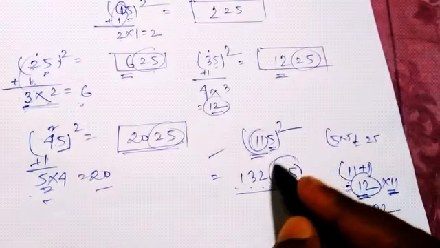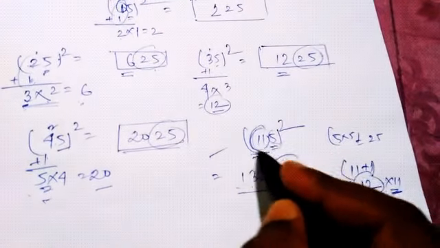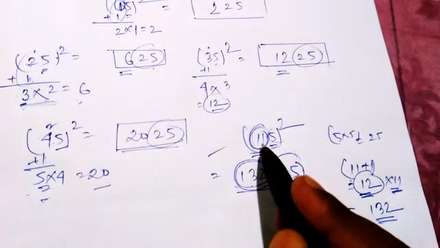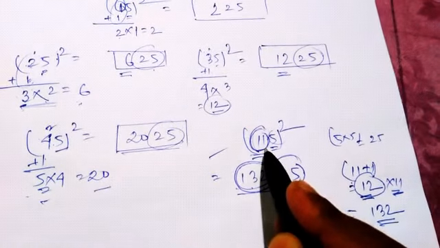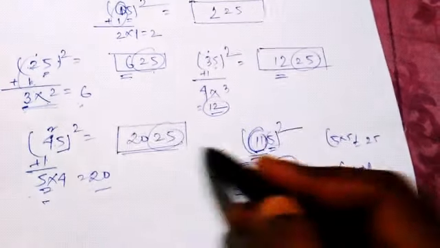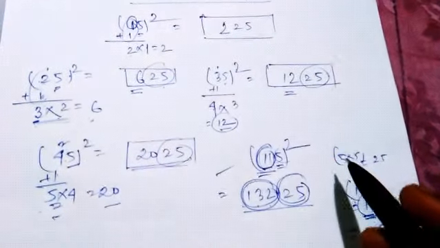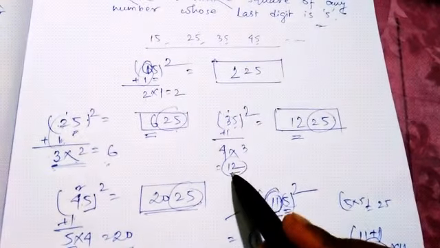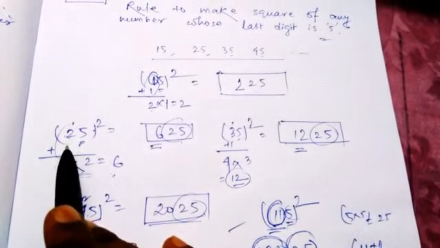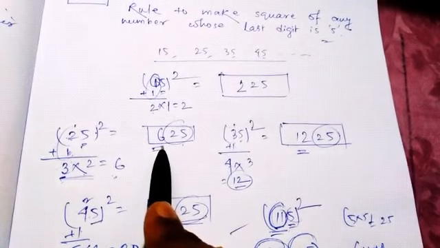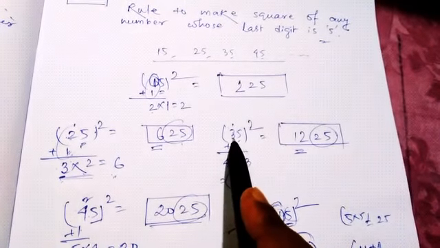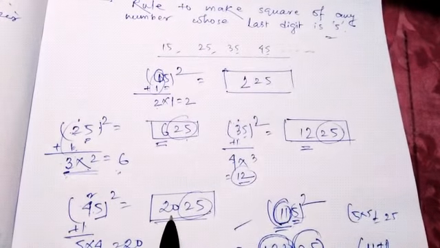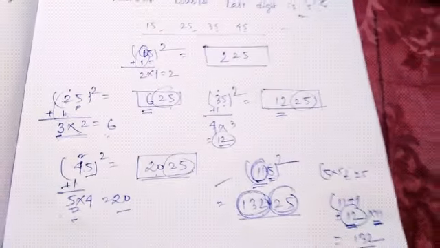This portion is from 5, and this number is from 11 into 12. In each and every case, there is 3 into 4, that is 12. 2 into 3 will be 6. In this case 3 into 4, 12. In this case 4 into 5, 20, etc.